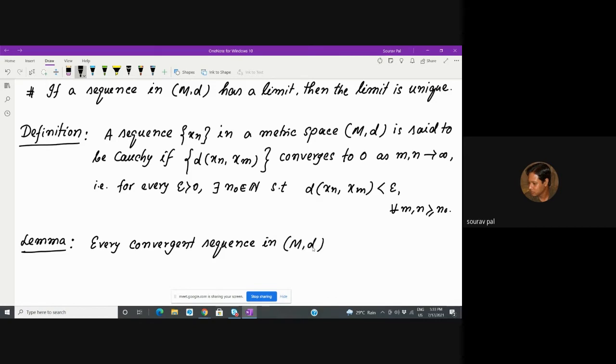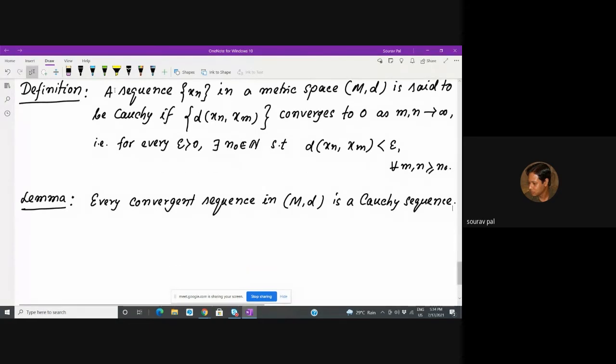This (M, d) is a metric space, and consider a Cauchy sequence. That means if a sequence converges, then the terms of the sequence will come closer and closer as m and n approach infinity. Okay, as we move towards infinity. So can anybody give me a quick proof of this?